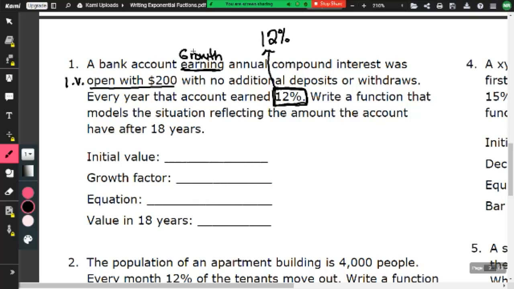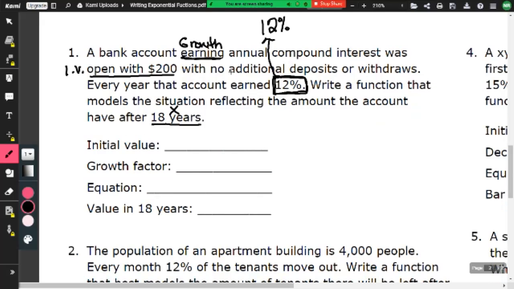Now it says write a function that models the situation reflecting the amount the account has after 18 years. 18 years. Years represents what? Time. And where do you see time? Time is a what value? An X value. Time is an X value. Years is time. Time is an X value. All right. So let's start answering these questions.